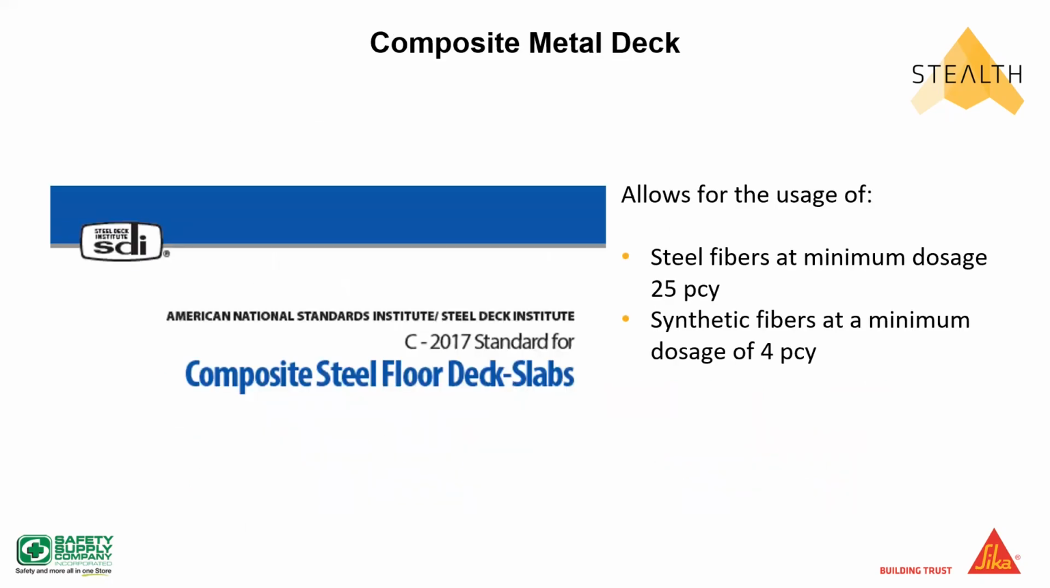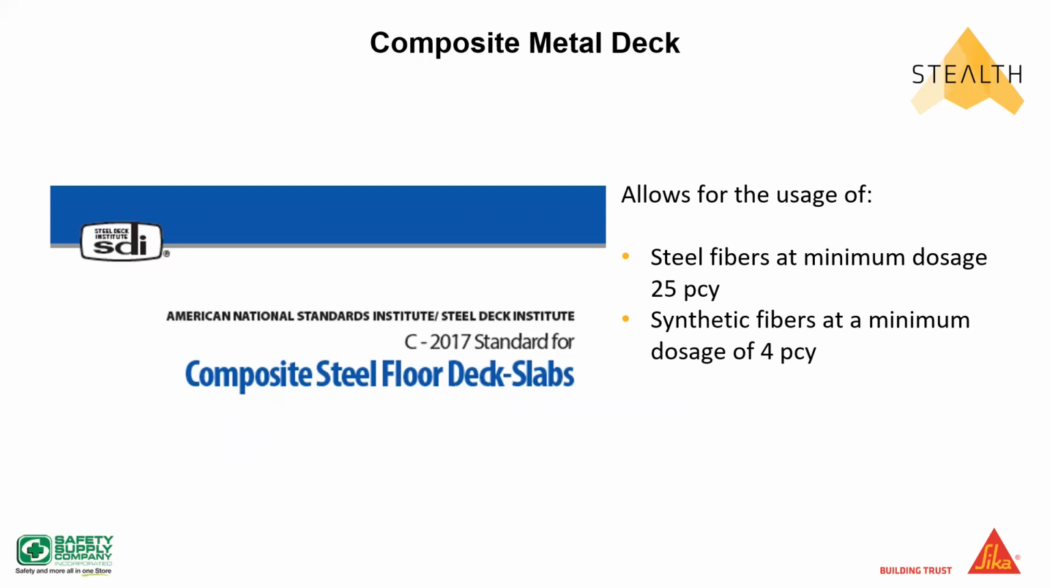Something I wanted to tell you about is that when it comes to steel decks, they do allow the use of fiber in steel decks. Minimum dosage for steel fiber is 25 pounds per cubic yard. Minimum dosage for macro synthetic fibers is 4 pounds per cubic yard. So this is big business for the fiber industry. We replace a lot of welded wire fabric and rebar too in composite metal decks. So something to keep in mind.